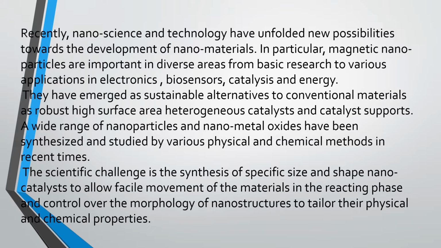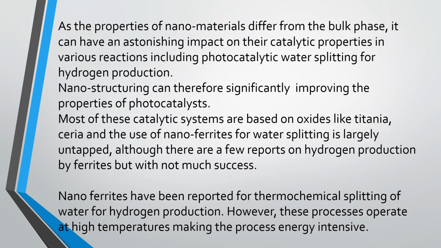In biomass energy, nano-based precision farming is used to optimize crop use to produce biofuels. As the properties of nanomaterials differ from the bulk phase, they can have an astonishing impact on catalytic properties in various reactions, including photocatalytic water splitting for hydrogen production.